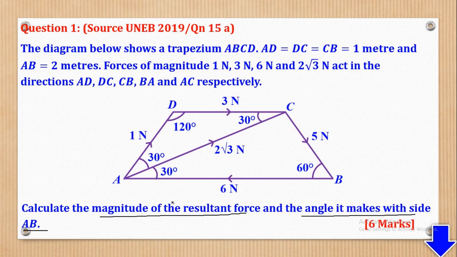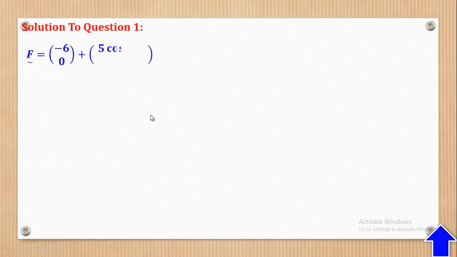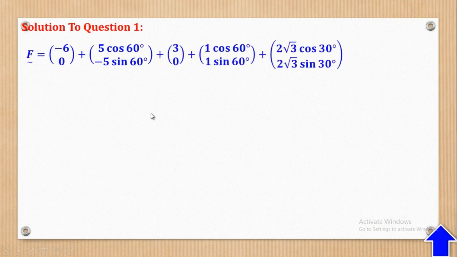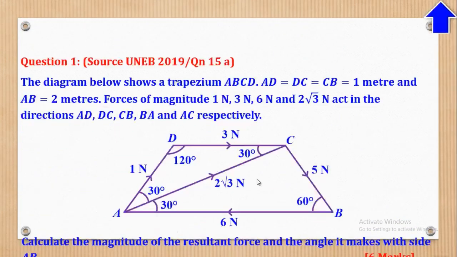So basically that's what they want, and now let's see how such a question can be answered. First of all, you have to resolve vertically and horizontally. So these are the forces, and now let's see how each was resolved. The first one shows that the horizontal component is -6 and the vertical component is 0.